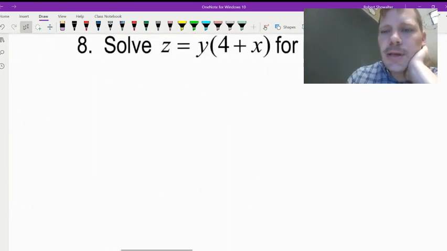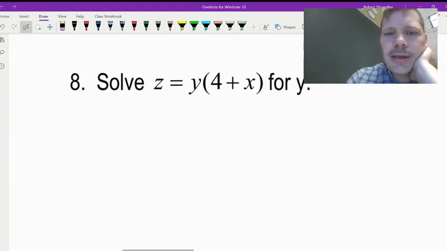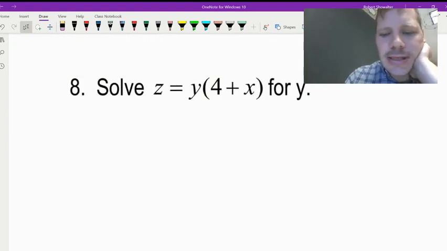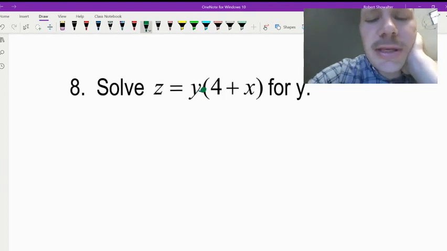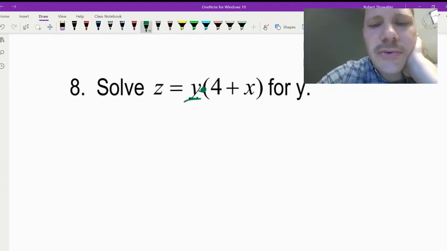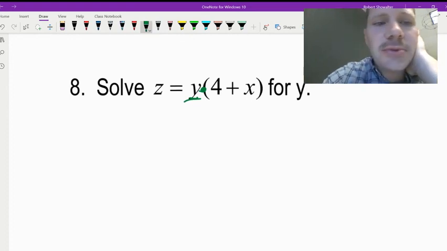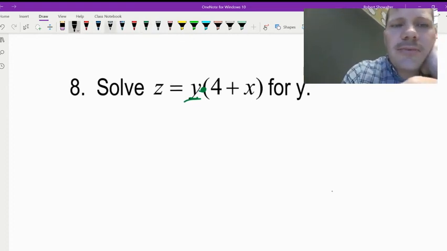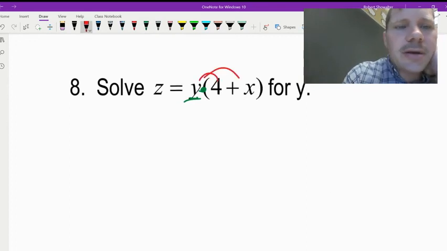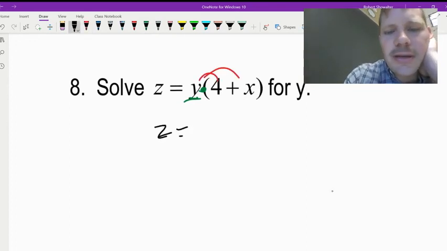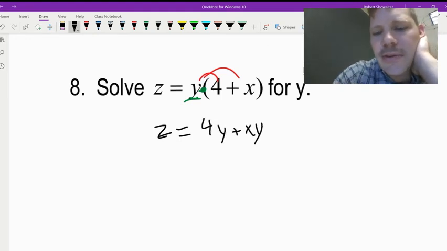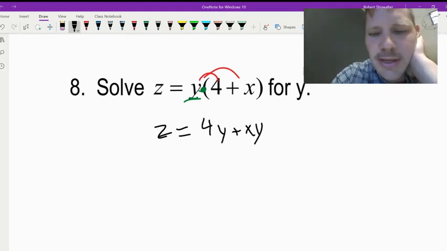Next problem, solve for Y. Now this one is difficult. It's difficult because you notice how the grouping symbol is right out front and our Y is also right out front. We have something times Y. If you were to go here and do this, this is not the right way to do it because you'll notice once you do that, you get 2 Y's over there and then it's really hard to get it by itself.